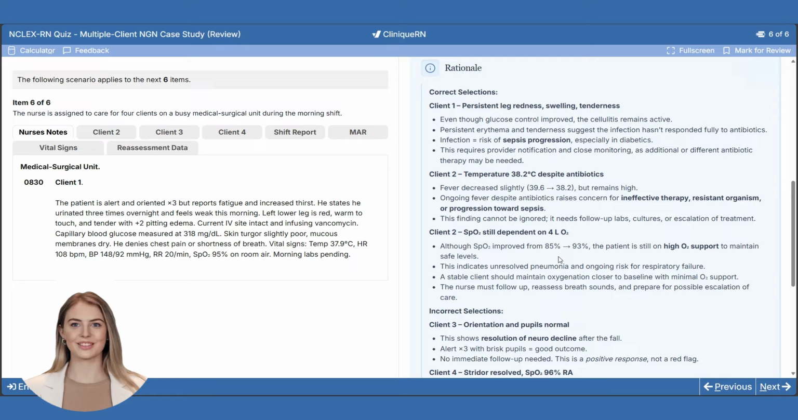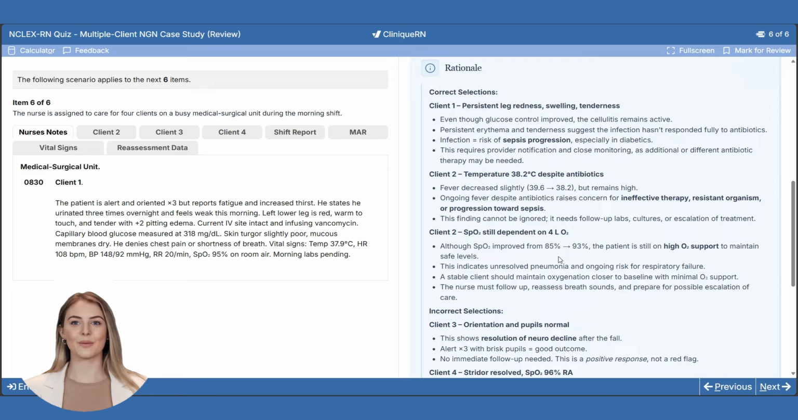Client 2. Temperature 38.2 degrees Celsius despite antibiotics. Fever decreased slightly, 39.6 to 38.2, but remains high. Ongoing fever despite antibiotics raises concern for ineffective therapy, a resistant organism, or progression toward sepsis. This finding cannot be ignored. It needs follow-up labs, cultures, or escalation of treatment.